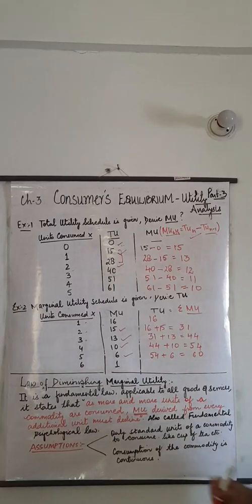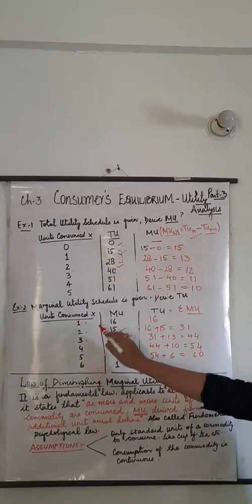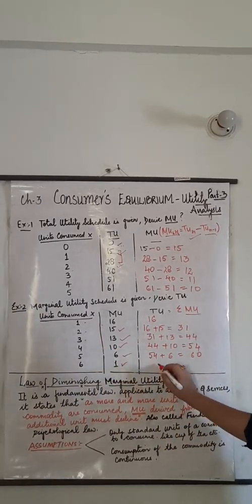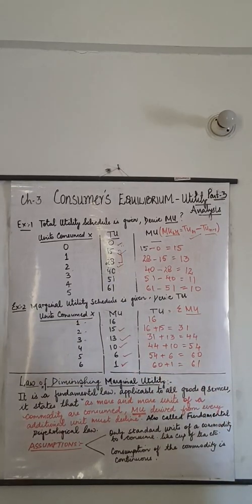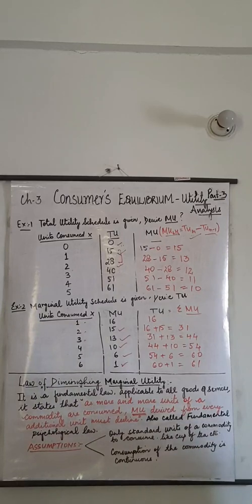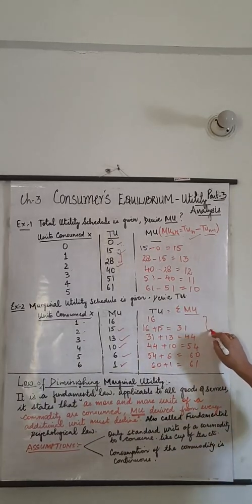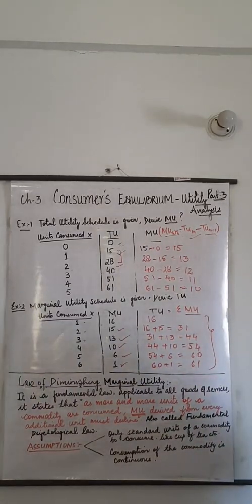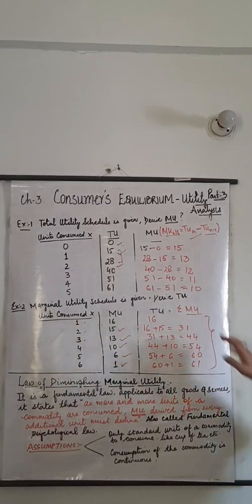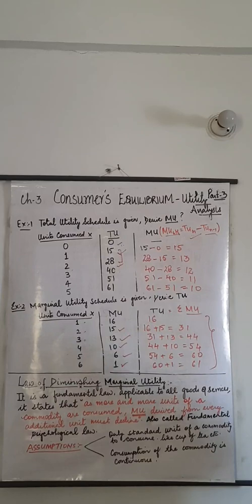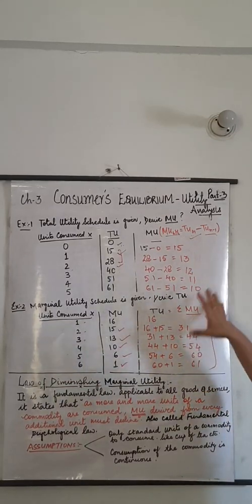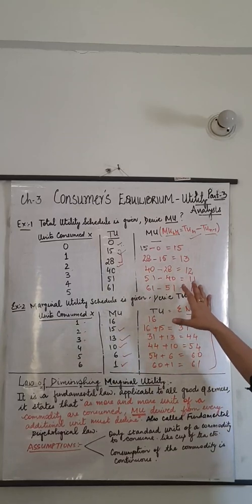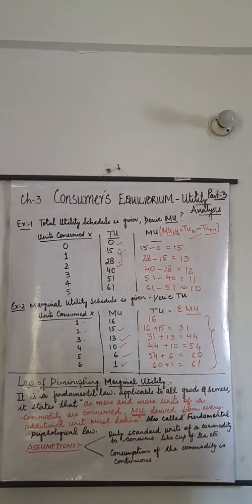And lastly, at the 6 units consumed of commodity X, MU is 1. So 60 plus 1 equals 61. So you can see that it is the cumulative of all the MU. It is the summation of the marginal utility. I suppose you will now be able to calculate marginal utility and total utility very easily.